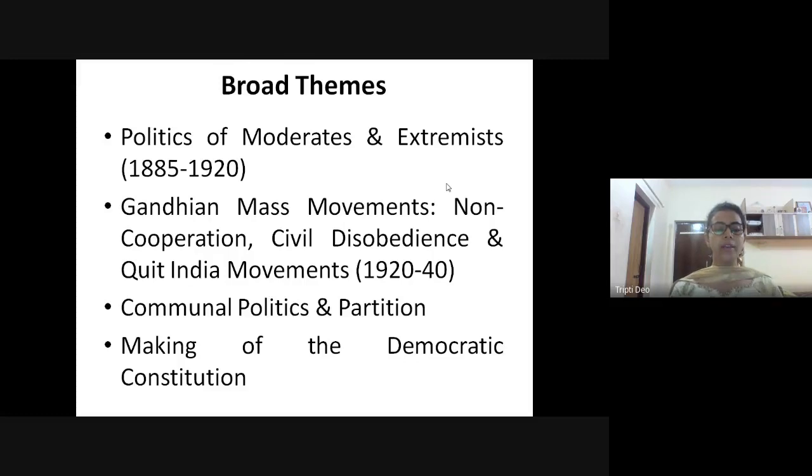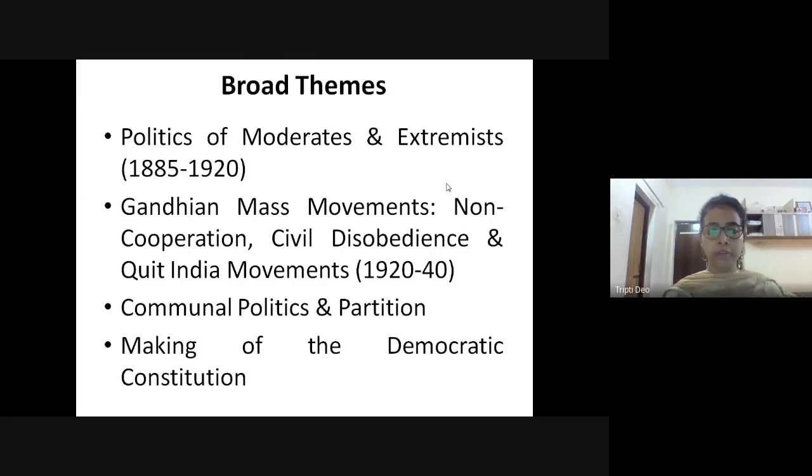We will also take a look at the Gandhian mass movement, where we will look at non-cooperation, civil disobedience, and the Quit India movement. I think a lot of details have already been given by Dr. Shaheen in her introduction to the topic, so I'm going to cover less of this. It's also quite familiar to all of you. We've been reading about it, we've studied this a lot, so I can overlook a lot of the details that will come in this particular topic.